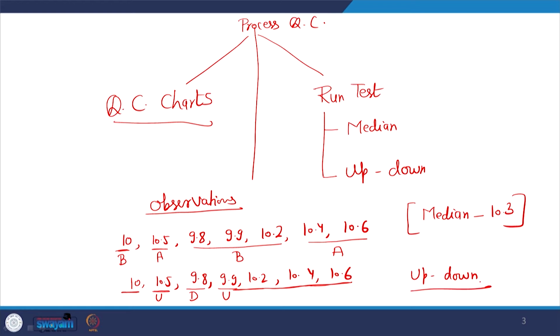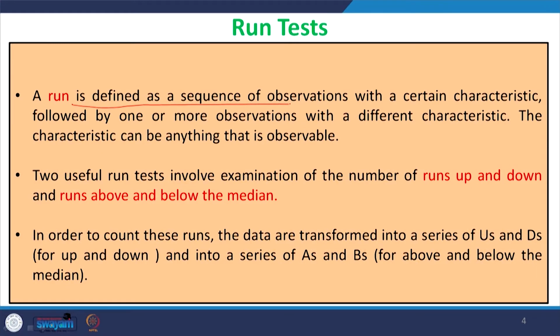So, we have these two types of observations which are known as runs. Now, how do we do calculations with the help of this run data, so that we can determine whether any trend is there or not, that we will see now. So, a specific definition of run: a run is defined as a sequence of observations with a certain characteristic.